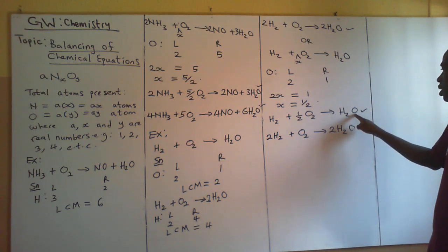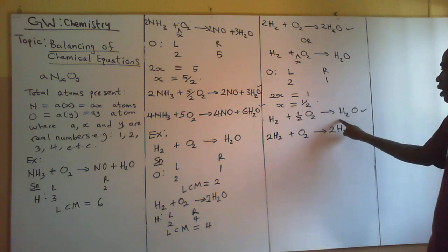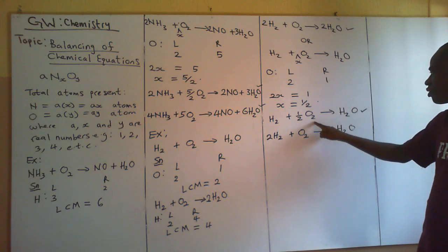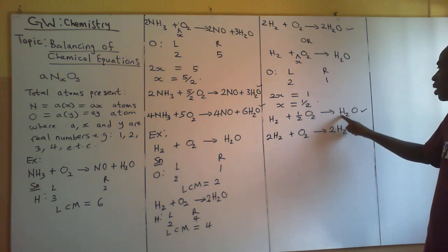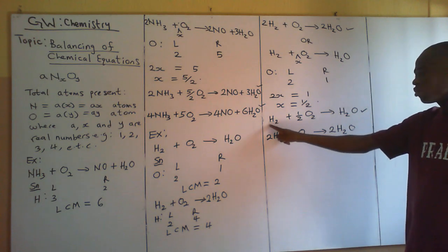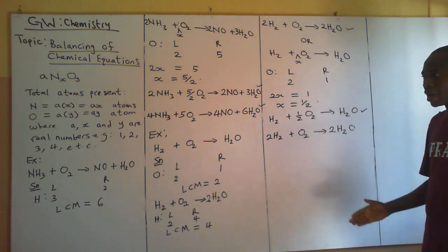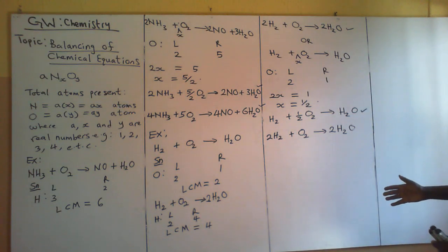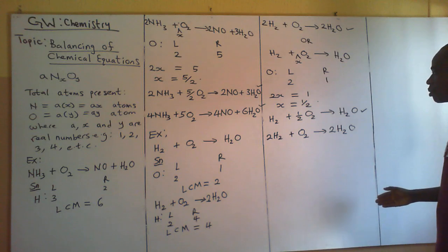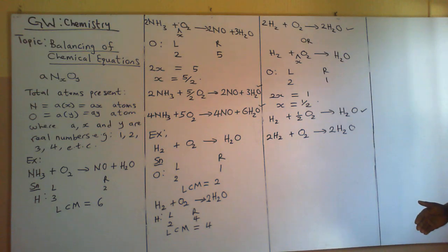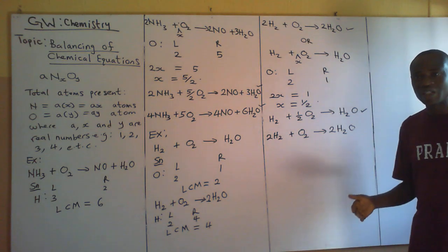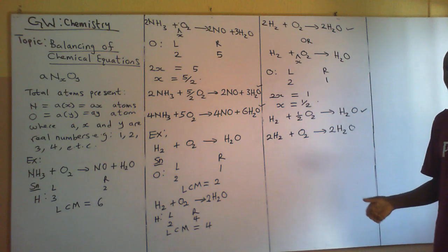How many oxygen here? 1 at the right hand side, 1 at the left hand side, because half times 2 is 1. The number of hydrogen at the right hand side is 2. That of the left hand side is also 2. Showing equal numbers of atoms for a given element at the reactant side and at the product side shows that the chemical equation is balanced.